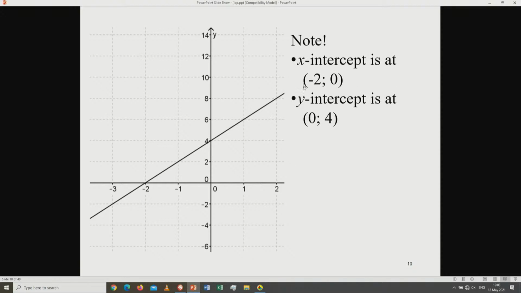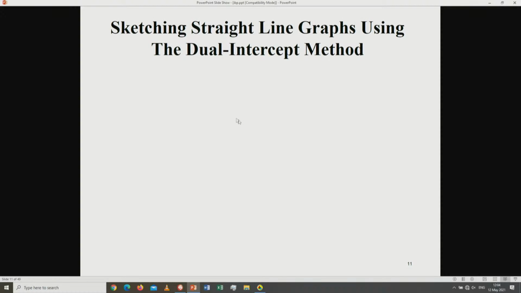Right, but what is important here is, look at the x-intercept. The x-intercept is where the graph touches or passes the x-axis. Now, the graph cuts the x-axis at minus 2 and 0. Very important. When x is minus 2, y is 0. That's where the graph cuts the x-axis. And also the graph cuts the y-axis at 4. What is this point here? x is 0, y is 4. Right. Thank you. Let's now move on.